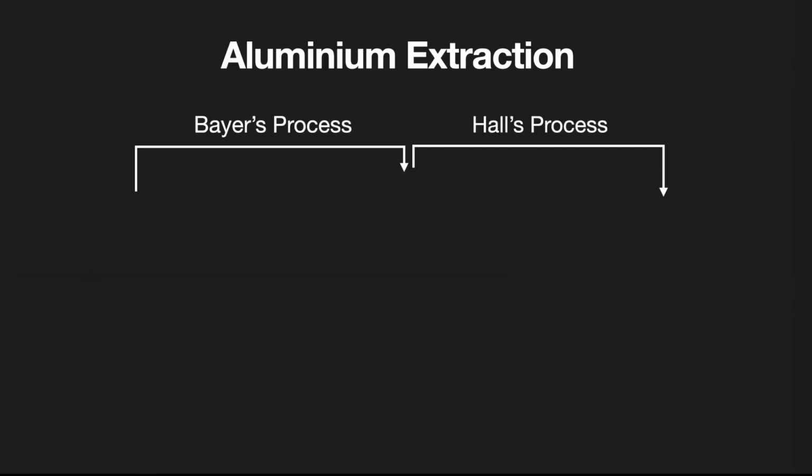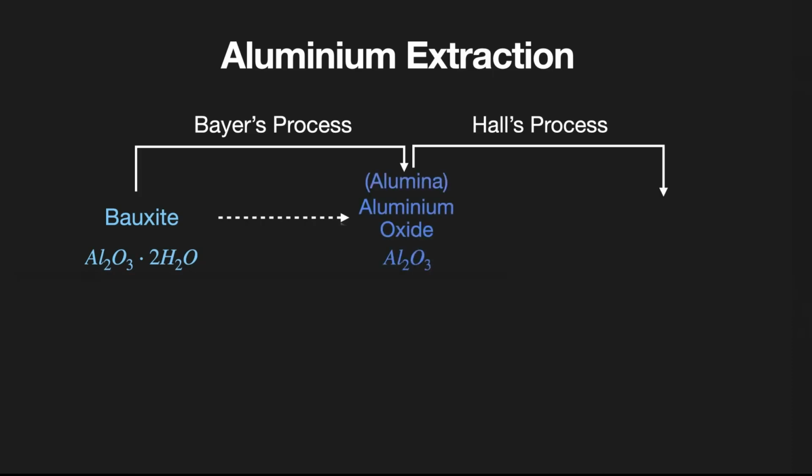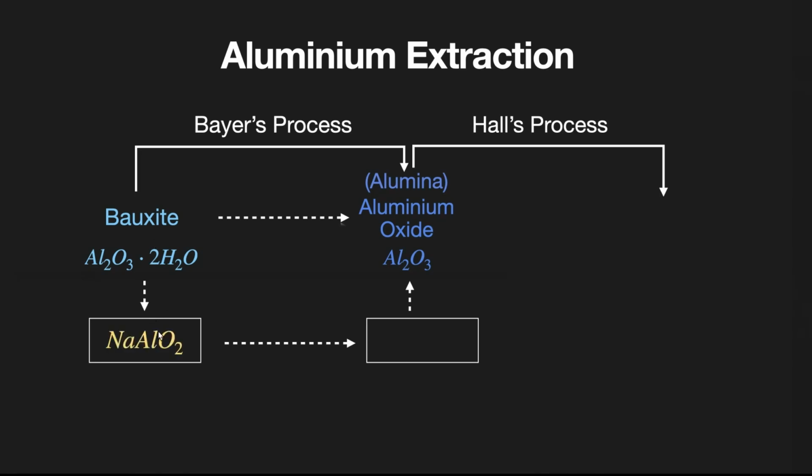The first process, Bayer's process, took us from bauxite to aluminium oxide, also called alumina. This process had sub-steps, right? The first step gave us NaAlO2. It was during this step that we got rid of Fe2O3 and TiO2, right? The gang. In the next step, we got Al(OH)3, right? And during this process, we got rid of SiO2, right? And then the last part of this process gave us alumina. So that was Bayer's process.